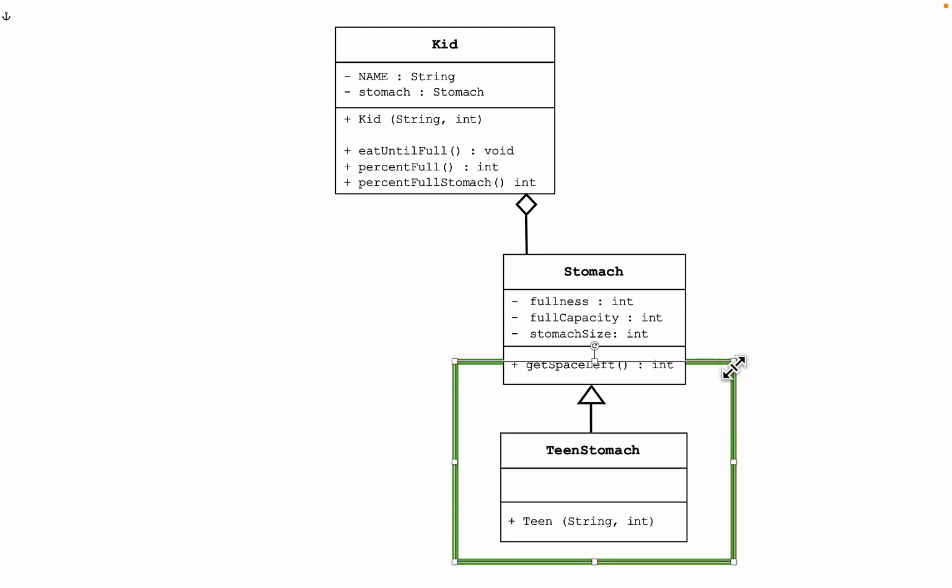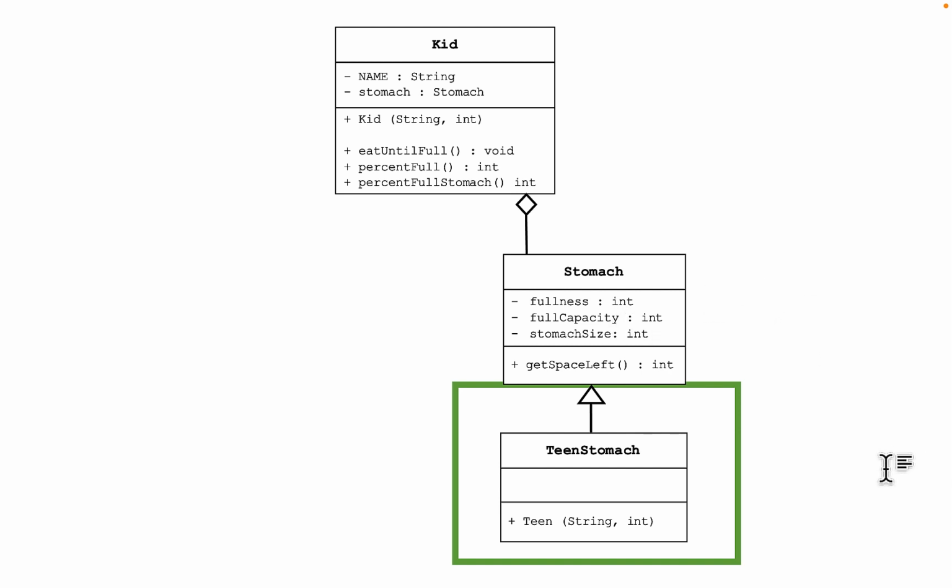So below this, we now see an arrow, a triangle pointing upward from teen to stomach. And a teen stomach is a stomach. That's different, where the diamond above has a relationship, and that's aggregation in action. The arrow pointing up is inheritance. The teen stomach is a stomach. It's still a stomach. It's just a special type.